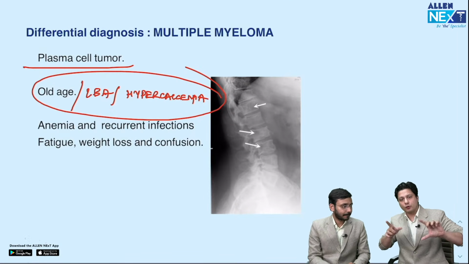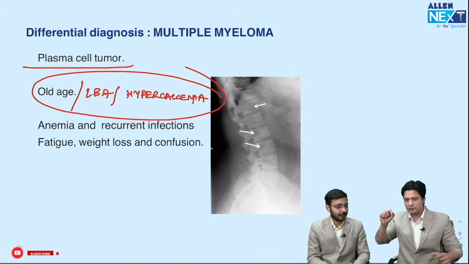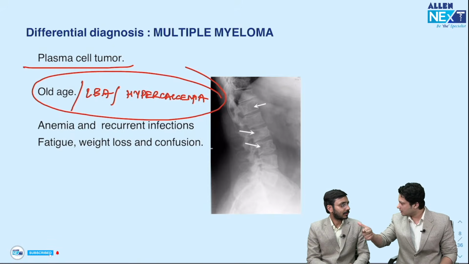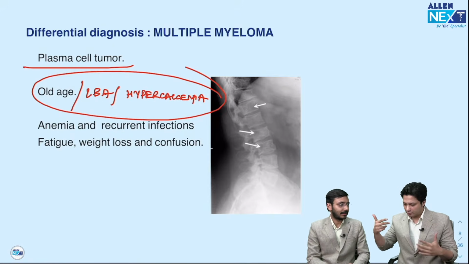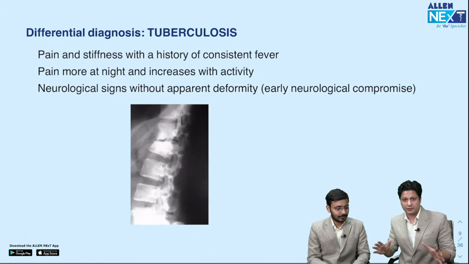And in case of a question related to multiple myeloma, there will be a hint provided in the form of anemia, fatigue, weight loss, confusion. All these things are going to be provided in order to make the correct answer related to that.